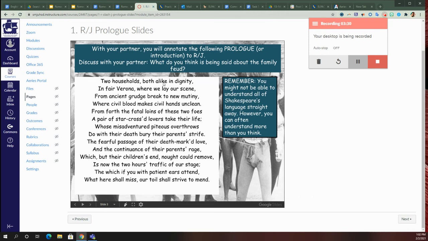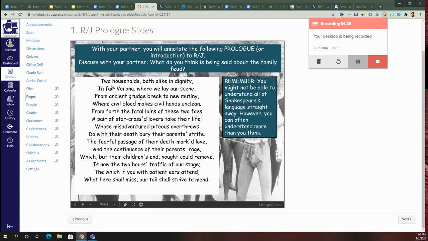Two households, both alike in dignity, in fair Verona where we lay our scene. From ancient grudge breaking to new mutiny, where civil blood makes civil hands unclean. From forth the fatal loins of these two foes, a pair of star-crossed lovers take their life, whose misadventured piteous overthrows do with their death bury their parents' strife. The fearful passage of their death-marked love and the continuance of their parents' rage, which but their children's end naught could remove, is now the two hours' traffic of our stage, the which, if you with patient ears attend, what here shall miss, our toil shall strive to mend.